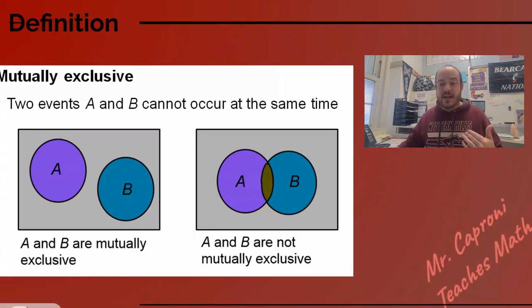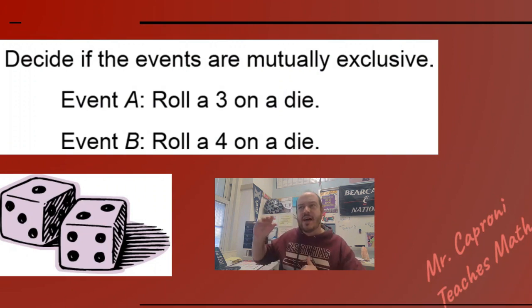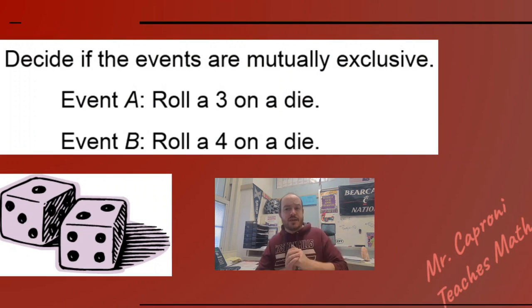Now let's go ahead and take a look at an example of this. If I am rolling a die with 6 sides on it, and I say event A is rolling a 3 on that die, event B is rolling a 4, there is no situation where I am capable of rolling a 3 and a 4 at the same time. Therefore, a 3 on the die and a 4 on the die are going to be mutually exclusive because I cannot get the two at the same time.